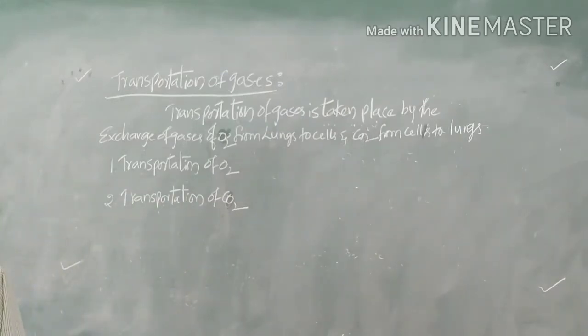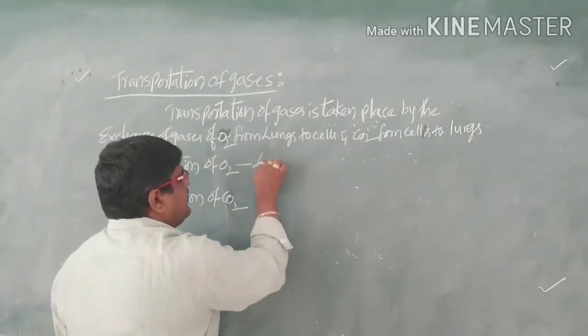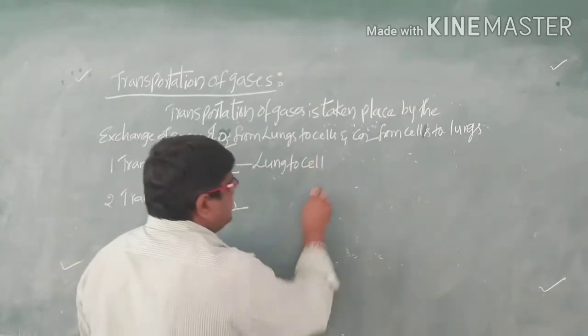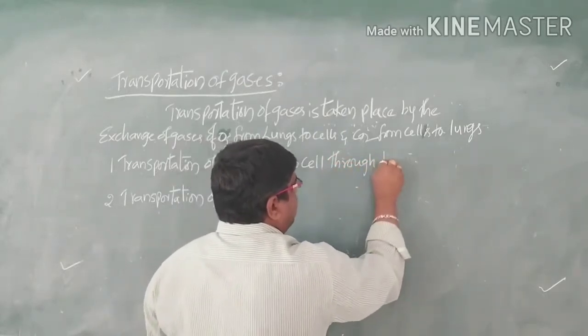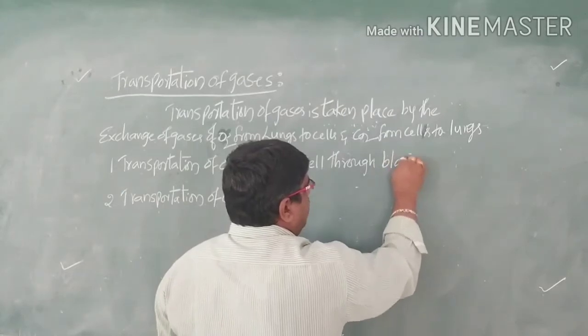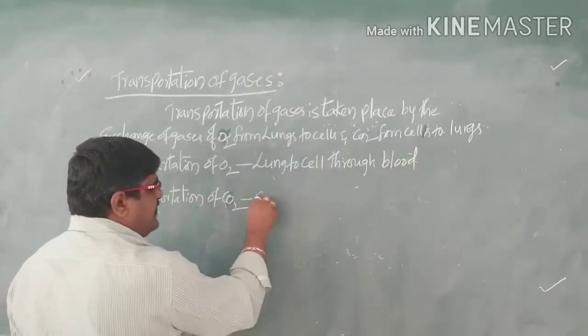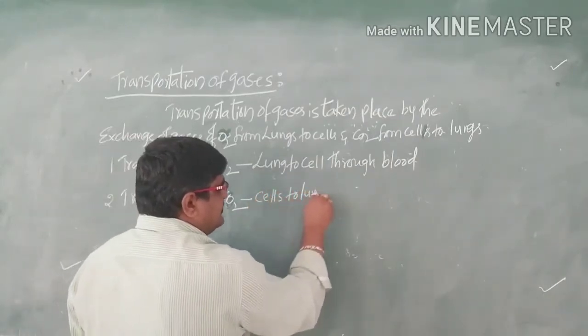The transportation of gases takes place from the lungs to the cells through the blood. Likewise, the transportation of carbon dioxide takes place from the cells to the lungs.